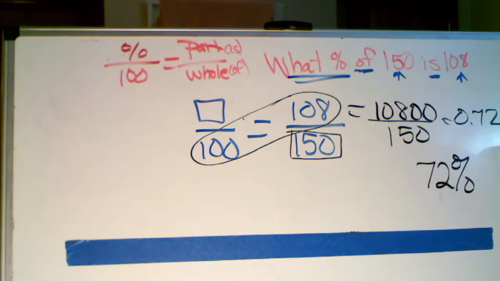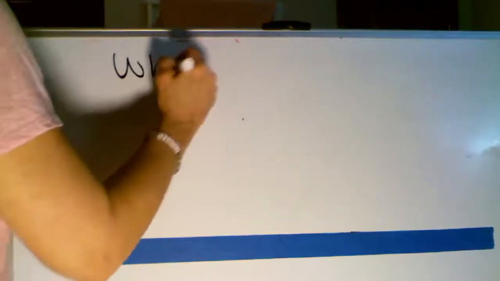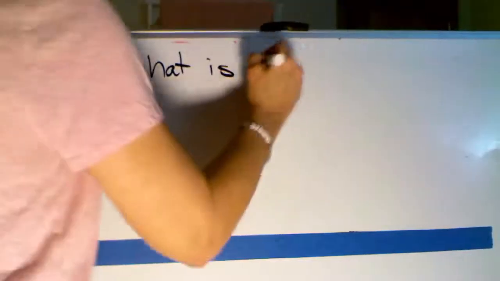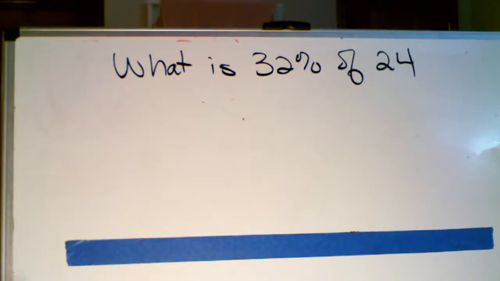All right, you want me to do one more? Let me see if I have a good one for you. Hey, let's try. Oh, we just did that one. Let's try this one. One more, and then you can go and try some examples. Just filling in the numbers. Okay, what is, we'll do the nice easy one, 32% of 24. Let's try that. What is 32% of 24?